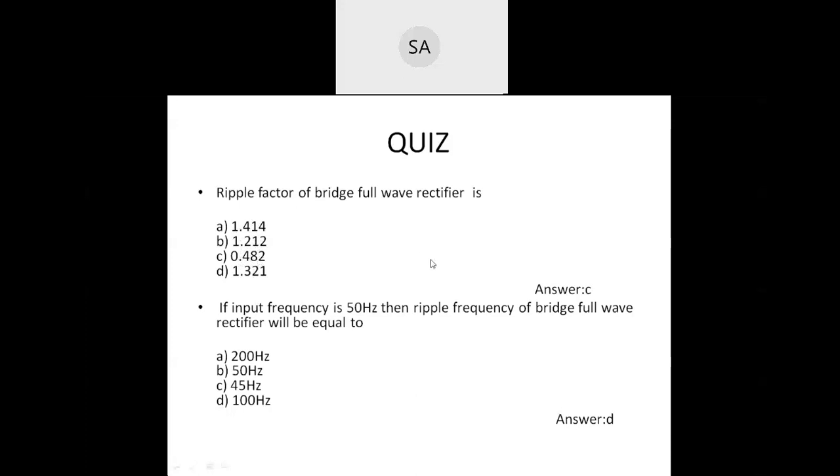Next question: if the input frequency is 50 Hz, then the ripple frequency of the bridge full wave rectifier will be equal to what? We discussed that the ripple frequency is twice the input signal frequency. Here the input frequency is 50 Hz, so the ripple frequency is 2 into 50, which gives 100 Hz. Among the four options, the answer is D.